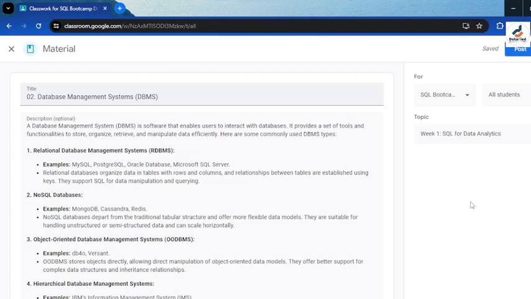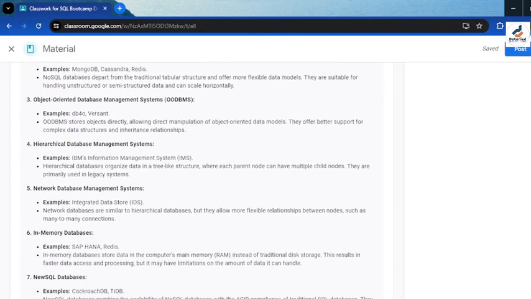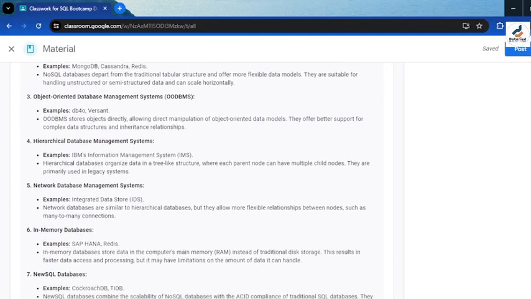Now we move on to the second type of DBMS, NoSQL databases. Examples are MongoDB, Cassandra, and so on. NoSQL databases depart from the traditional tabular structure we have in our RDBMS, and offer more flexibility in our data models. They are suitable for unstructured or semi-structured data, whereas our RDBMS is suitable rather for structured data. Then we move on to the third, OODBMS, which is object oriented, and this stores and allows direct manipulation of object oriented data models. They offer support for complex data structures.